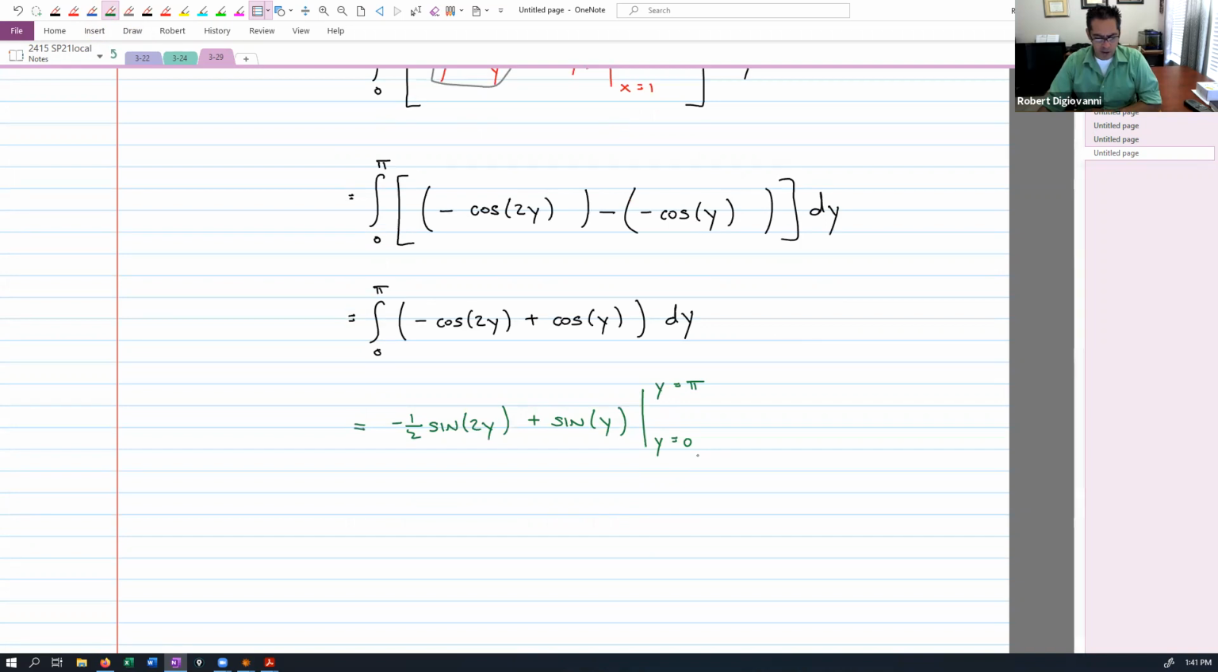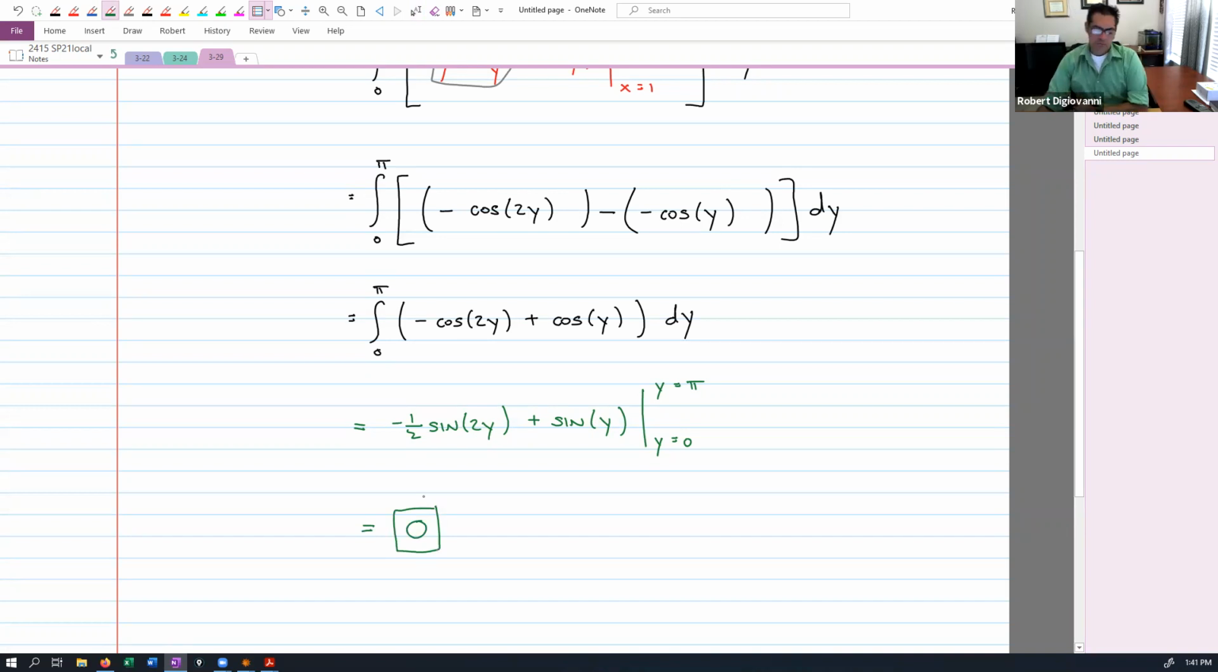This doesn't seem right. If we plug in pi into this, what do we get? You're just going to end up with a 0 answer at the end of all of it. Sine of 2 pi is 0. Sine of pi is 0. When you plug in 0, you get 0. This whole answer is going to be 0, isn't it?